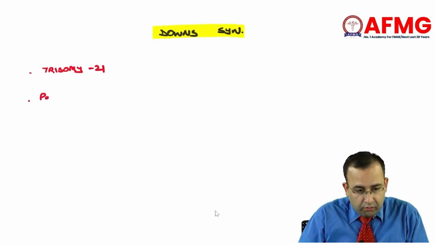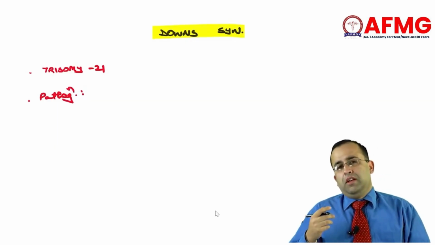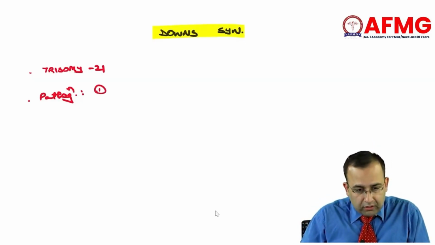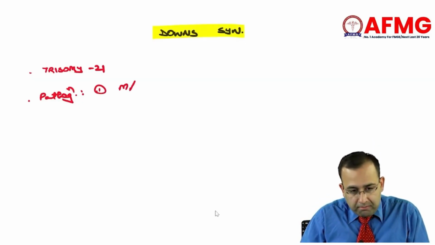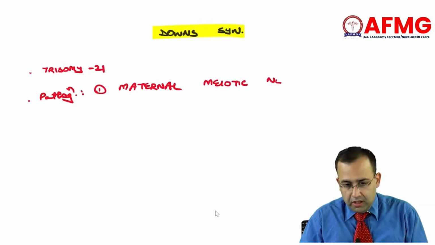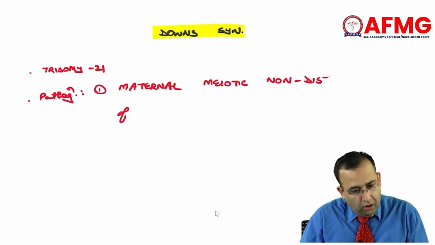Why? What is the pathogenesis of Downs? Extra chromosome 21 कहाँ से आया? This occurs because of maternal meiotic non-disjunction of chromosome 21.